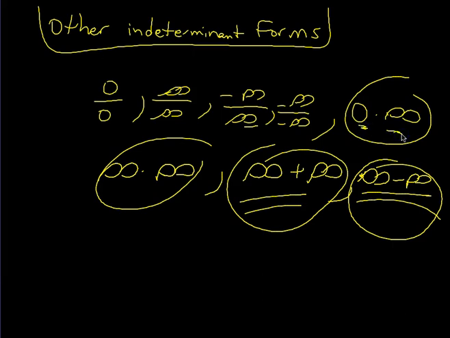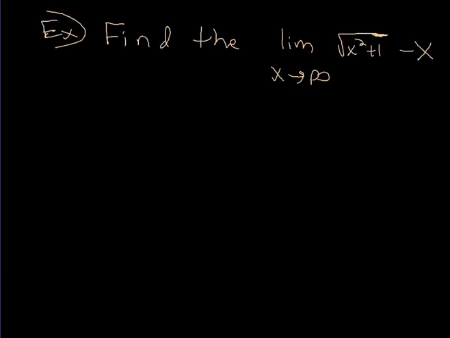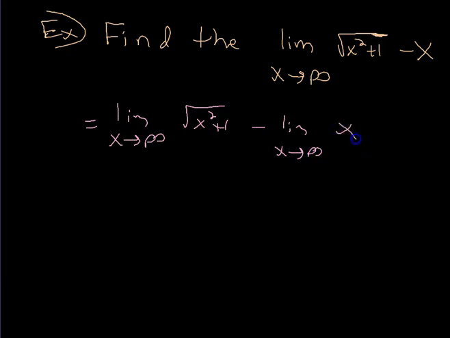All right, so let's talk about it. Take this example. It says find the limit as x approaches infinity of this function. So we thought about it. Limits can be expanded like this: the limit as x approaches infinity of the first term, the square root of x squared plus 1, subtract the limit as x approaches infinity of the second term, x.